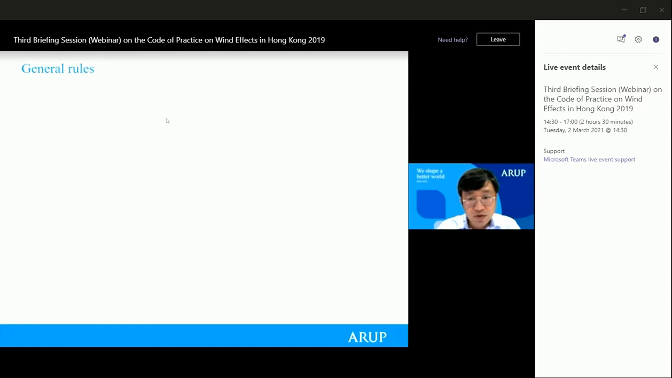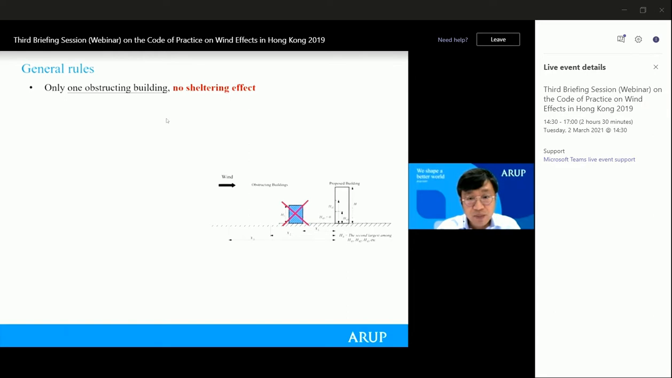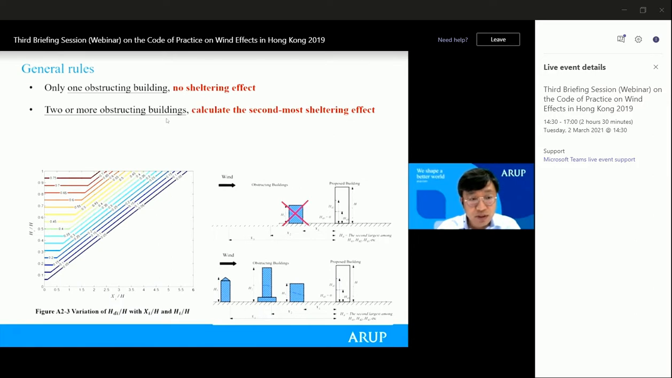Next, I'm going to present some general rules regarding the sheltering effect calculation. Number one is if there is only one obstructing building, for example, as shown on the screen, then no sheltering effect should be taken. Number two is if there are more than one obstructing buildings, then the sheltering effect of each obstructing building shall be calculated. For example, we calculate all the obstructing buildings' sheltering effect one by one.